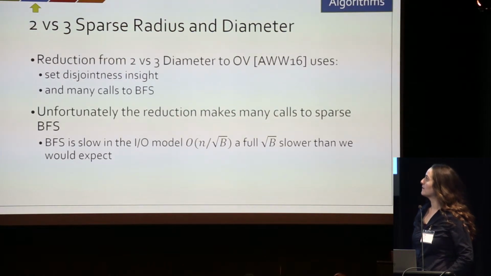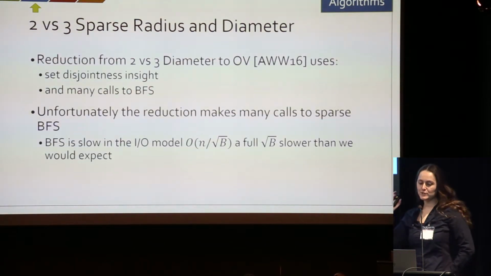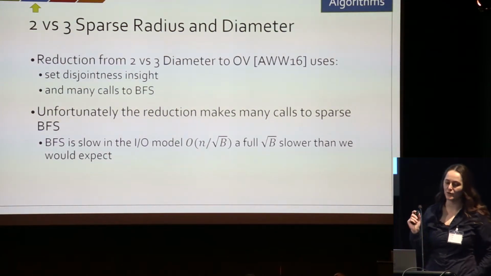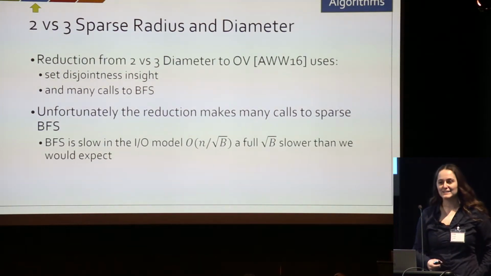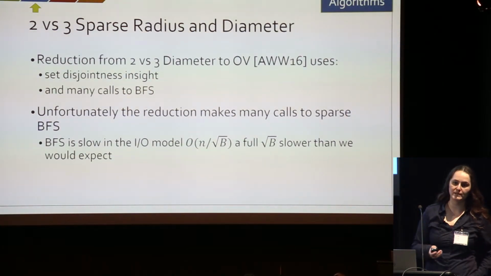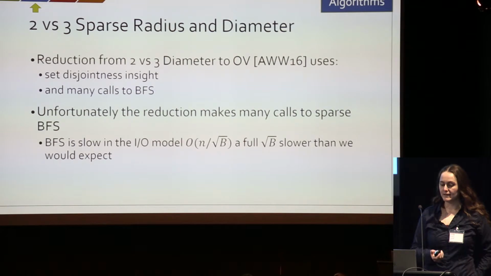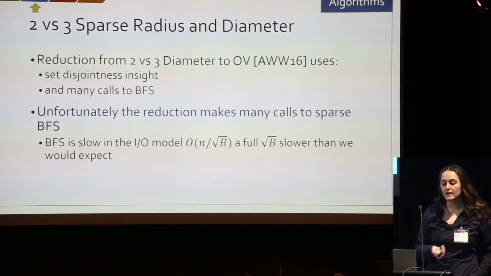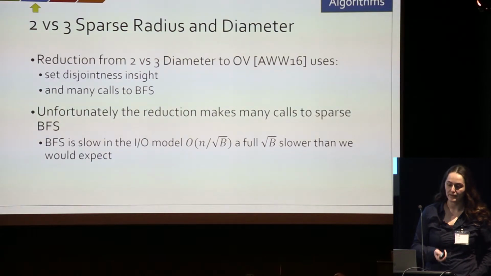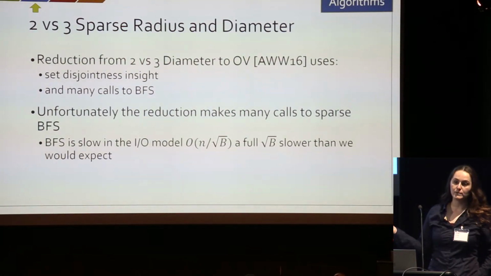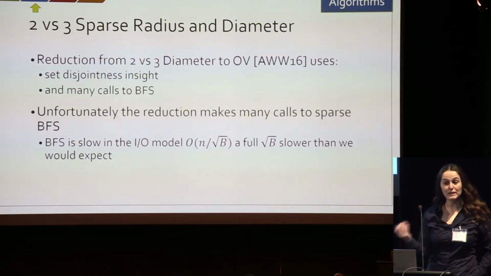So what are we going to do? Well, it turns out if we just wanted to immediately apply it, it wouldn't quite work, because it makes a ton of calls to breadth first search. And like a variety of other sparse graph problems, breadth first search is also extremely inefficient in the IO model. It should, morally speaking, run in n divided by B time, but instead runs in n divided by root B time. So we're going to need to replace this slow graph problem with some nice array problem.